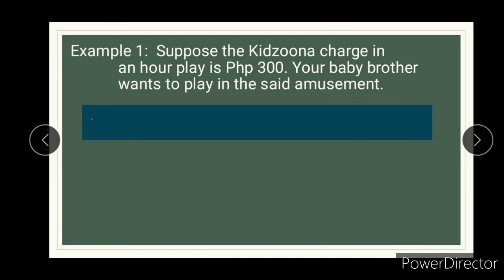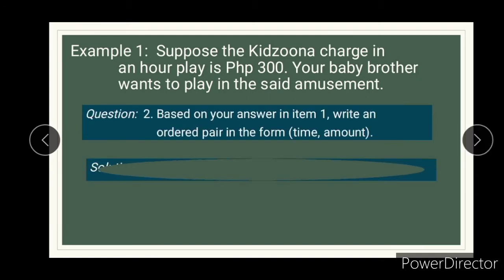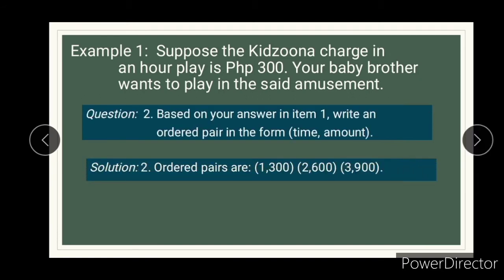Question number 2. Based on your answer in item 1, write an ordered pair in the form time and amount. Solution. The ordered pairs are (1, 300), (2, 600), and the last one (3, 900).